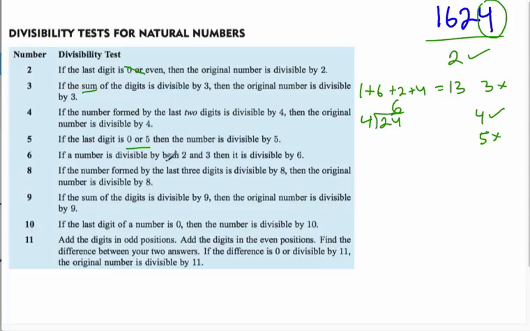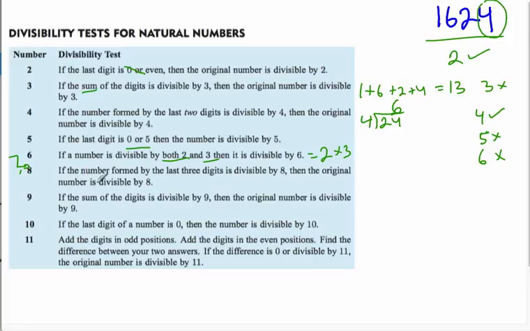If the number is divisible by both 2 and 3, it's divisible by 6 because 6 is 2 times 3. Okay, so is it divisible by 2? Yes. Is it divisible by 3? No. So it's not divisible by 6. Now for 7, 7 is not on there because 7 is very difficult. There is a way, but it's really complicated, and you're better off just doing long division. It's going to be quicker than actually using the rule.